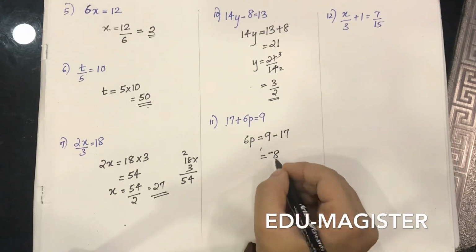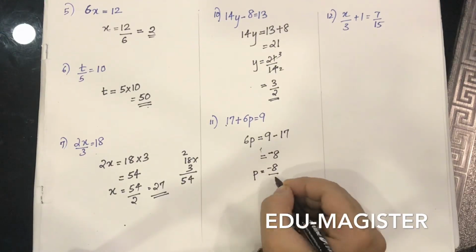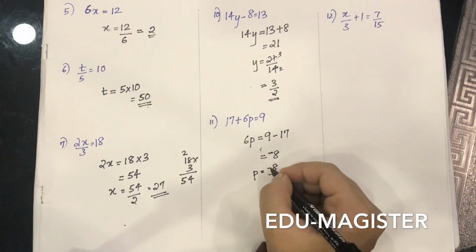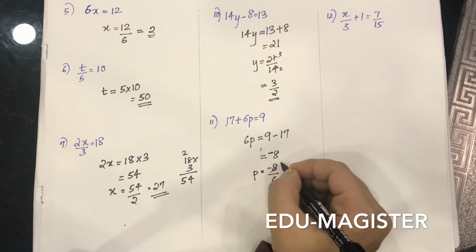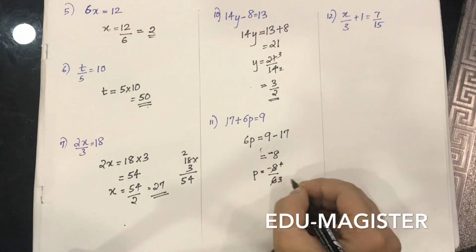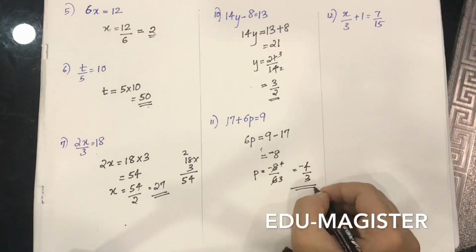So if 6p is minus 8, what is p? Minus 8 divided by 6, which has the common factor 2. So minus 8 divided by 2, you get 4. And 6 divided by 2, you get 3. So the final answer is minus 4 by 3.